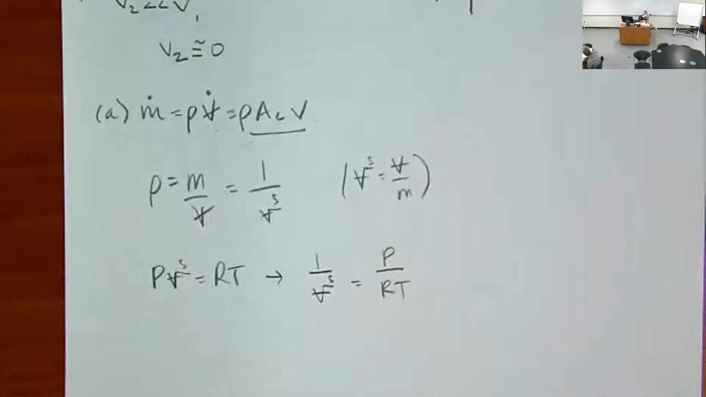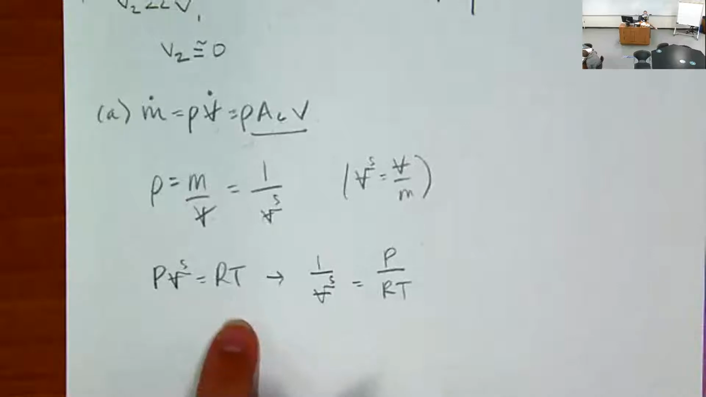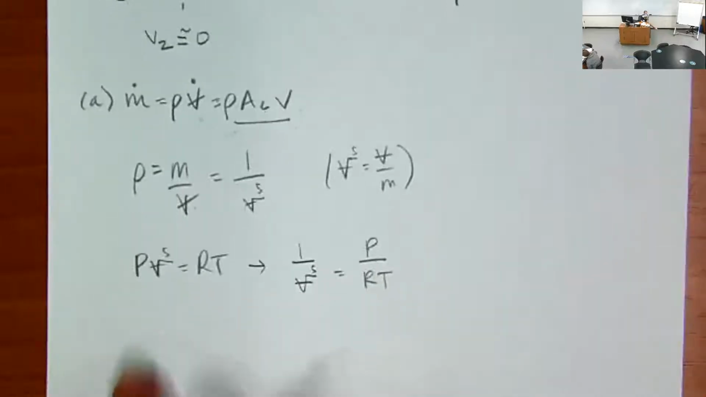Wouldn't it be RT over P? Oh, that's inverse. Yeah, because I need this to be 1 over specific volume. So I'm going to divide both sides by specific volume and then divide both sides by RT.